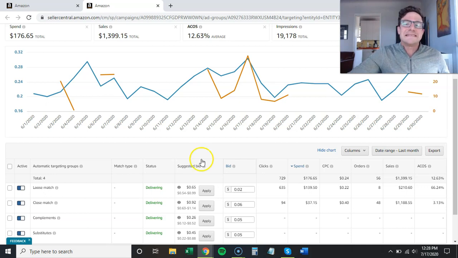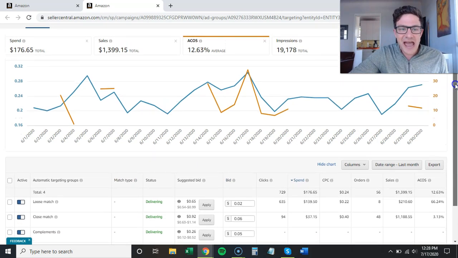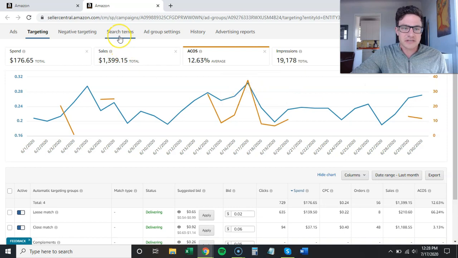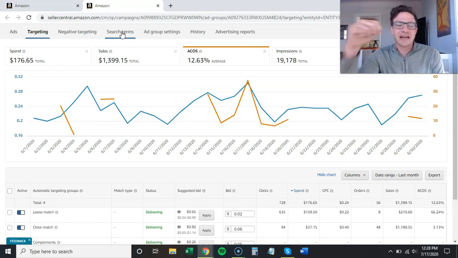Now, the idea of this is to gather long tail keywords, because what you usually do is you go in here and you look at your search terms. You're going to see search terms that you're showing up for at top of search that no one else is bidding on, right? That's kind of the idea here.